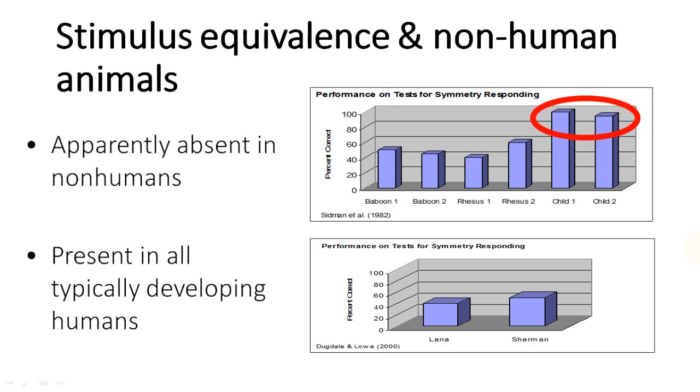Later in 2000, Dugdale and Lowe implemented some methodological variations and tested whether 2 chimpanzees named Lana and Sherman would be able to demonstrate symmetry responding, but they were unable, as you could see in the graph here. So stimulus equivalence, we've seen, emerges in infancy and can combine multiple relations such as transitivity at least by 30 months of age. It also correlates with development of specific verbal skills and cognitive and verbal ability tests in normal children. So children who perform very well in these stimulus equivalence tests will have a high IQ.